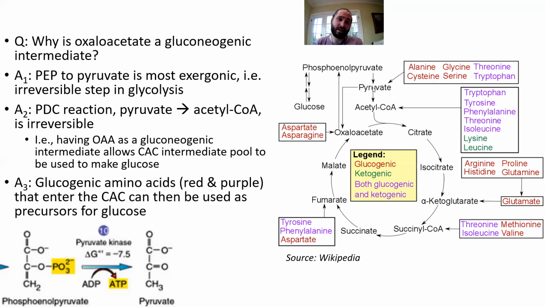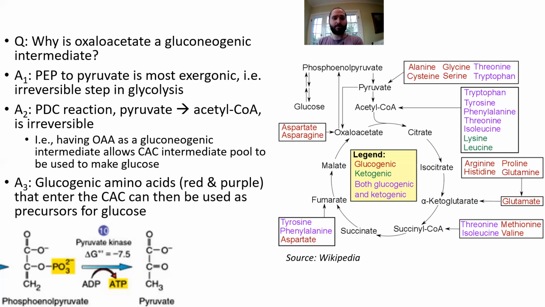That's kind of cool. Pyruvate can fuel the citric acid cycle without having additional precursors or intermediates in the citric acid cycle. In other words, having oxaloacetate as a gluconeogenic intermediate allows the citric acid cycle intermediate pool to be used to make glucose. Because we can't make oxaloacetate go back up the pathway and get to glucose, we can instead put acetyl-CoA into the citric acid cycle, or we can use any citric acid cycle intermediates that are existing in the cell, make them into oxaloacetate and thus get back to glucose. So it gives us more options of molecules as gluconeogenic precursors.